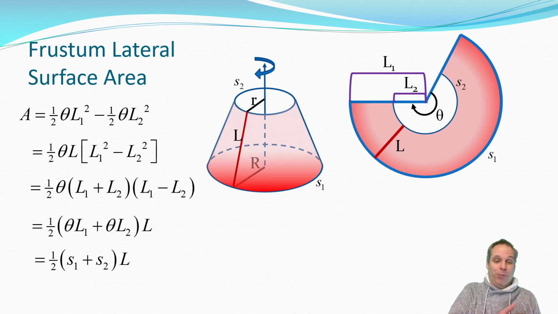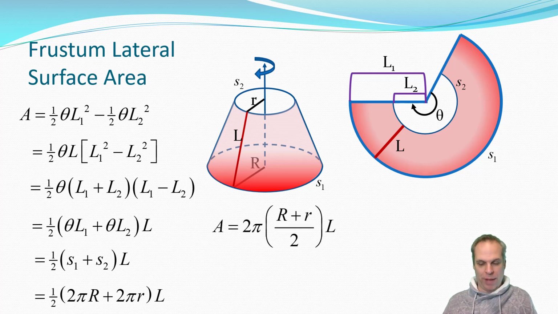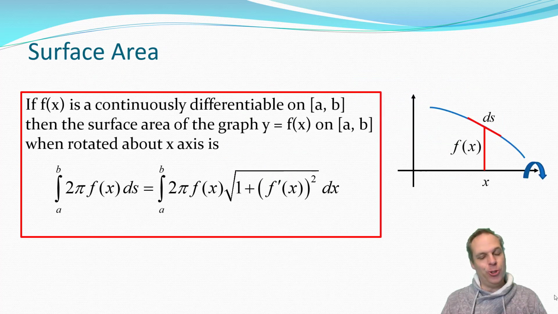But from the frustum, I noticed that S1 is just the circumference of that circle whose radius is R. So I know what S1 is in terms of capital R, and I know what S2 is in terms of little r. It's just the circumference of those two circles. Just take the half and bring it in and factor out the 2 pi. By doing so, you get that formula. In other words, the lateral surface area is 2 pi times the average of those two radii times the length of that one segment.